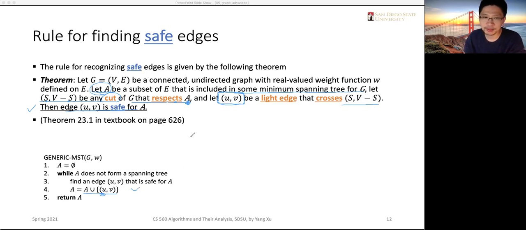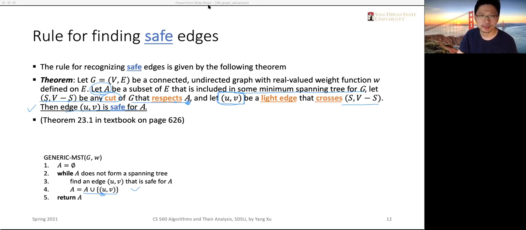Okay. So I think that's an interesting theorem. It clearly defines the strategy of how to incrementally choose edges to put into A. But it's still just a prototype, right? We don't have clear ideas of how, in our implementation, to define the cut, how to represent the subsets, how to use some data structure to find the light edge, for example. But having these ideas available here, we are able to use different ways to implement specific algorithms.